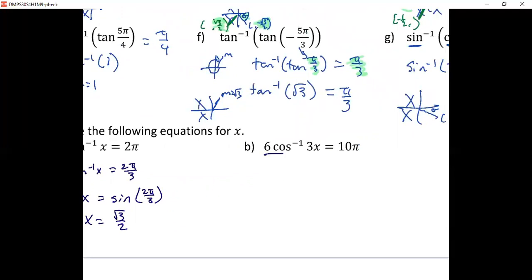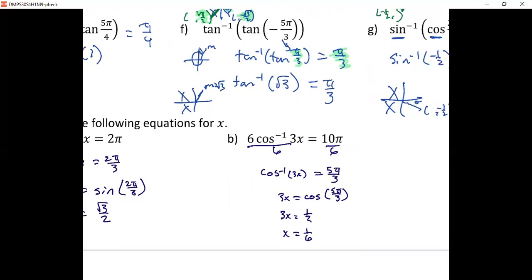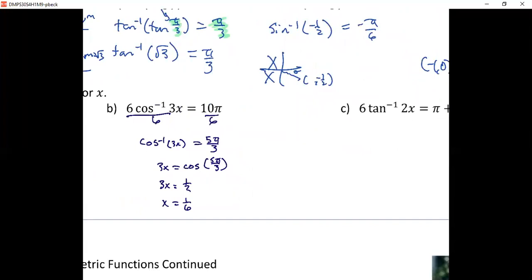For part B, first thing that I need to do is divide both sides by 6. So the inverse cosine of 3x equals reduced as 5 pi over 3. Now 3x will then be the cosine of 5 pi over 3. And the cosine of 5 pi over 3, if you remember, is going to be positive 1/2. So x ends up being 1/6. And we can check if we wanted to. 3 times 1/6 is 1/2.